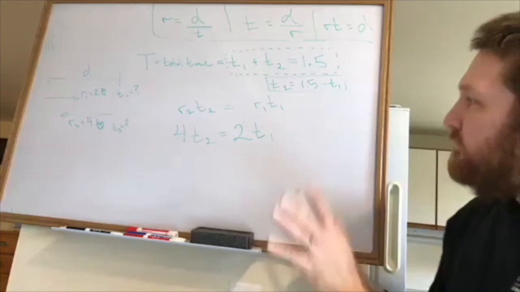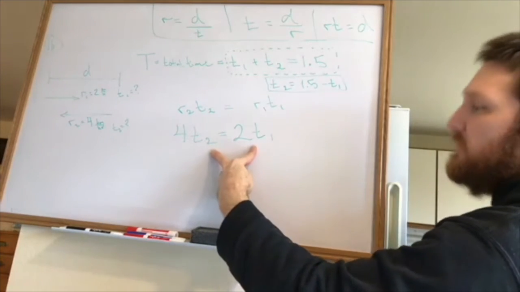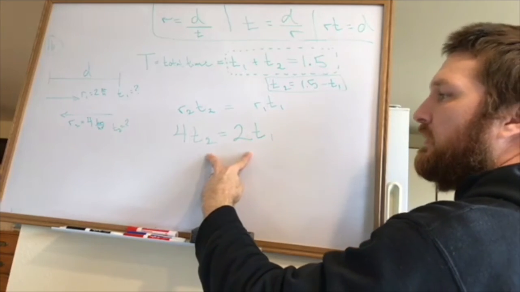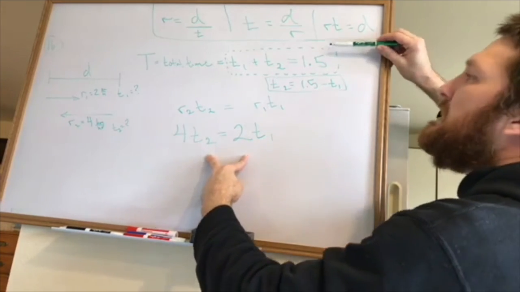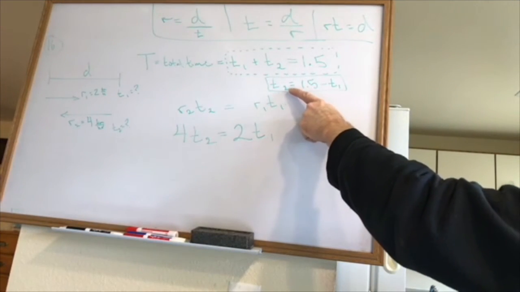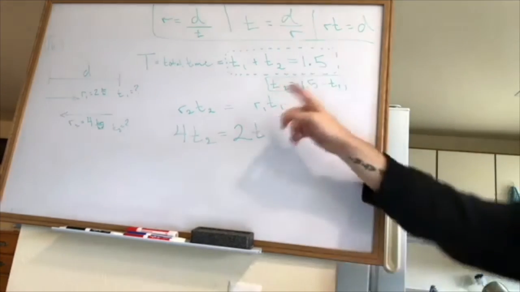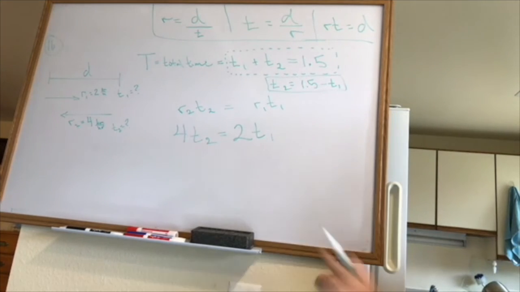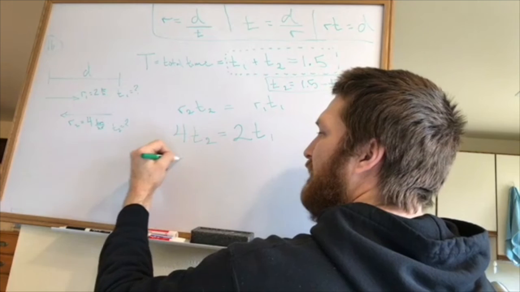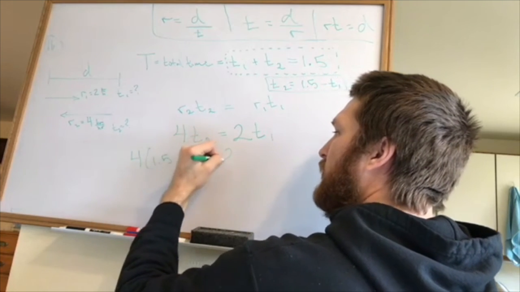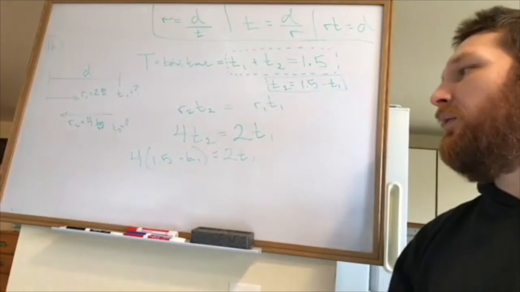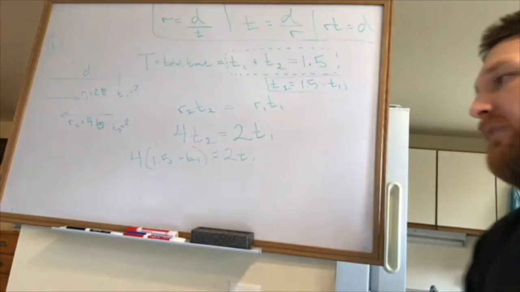We're going to say, I have 2 unknowns, T1 and T2. I have 2 equations. This one, 4T2 equals 2T1, and T1 plus T2 equals 1.5, so I could substitute if I want, which is what I'm going to do. I'll get T2 by itself, and that's T2 equals 1.5 minus T1. And so I'm going to replace T2 with that variable right there. 1.5 minus T1 equals 2T1. Now I have 1 equation and 1 unknown, and I should be able to solve that.